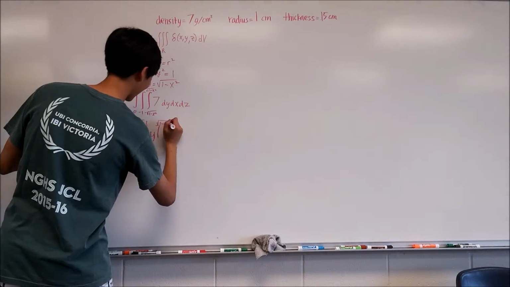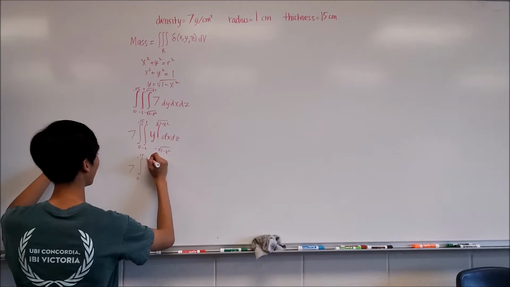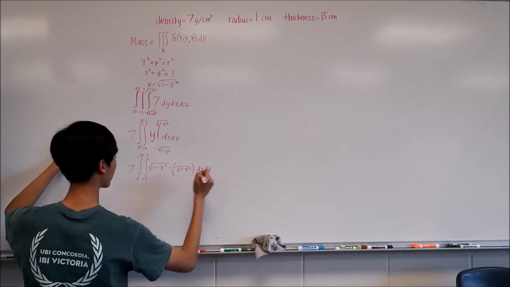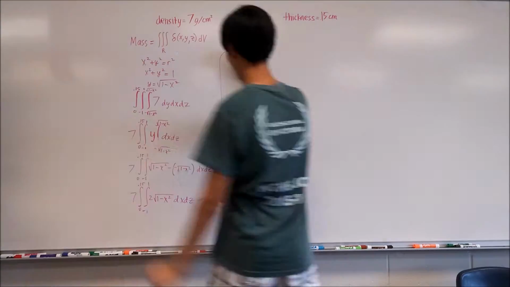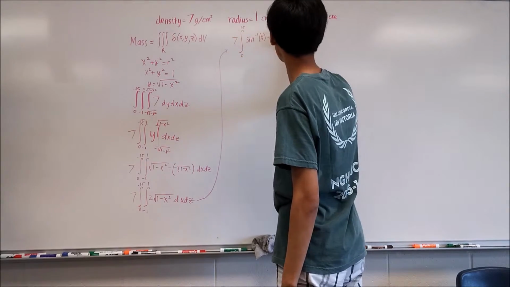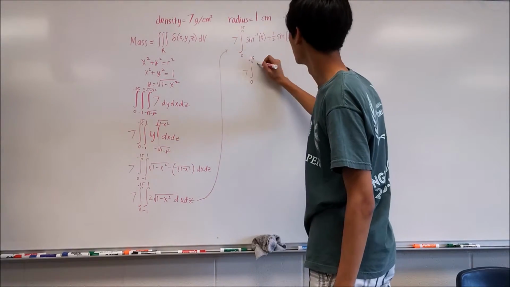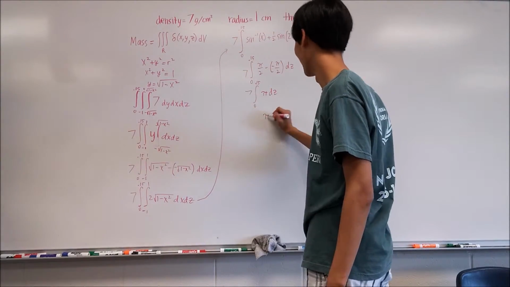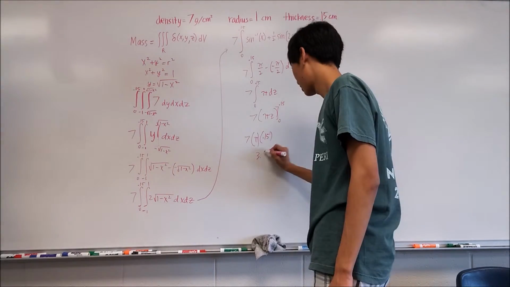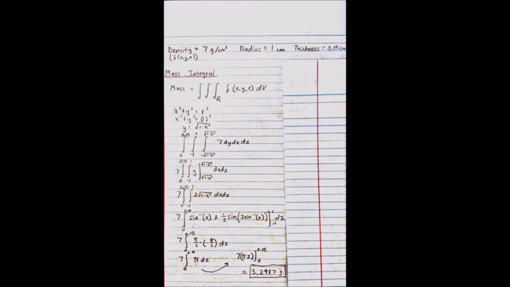For the first coin, Chaos, the density was 7 grams per centimeter cubed, the radius was 1 centimeter, and the thickness was 0.15 centimeters. We then plugged in the density for the integrand, used the radius and the thickness for the bounds, and solved the triple integral. The final answer was 3.2987 grams.